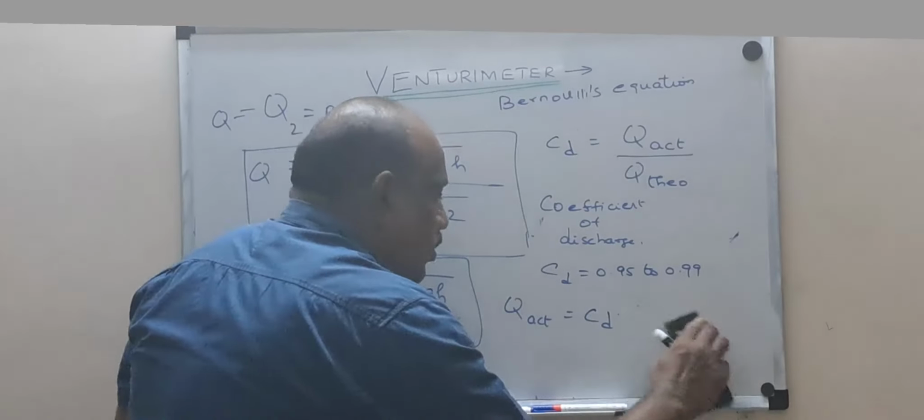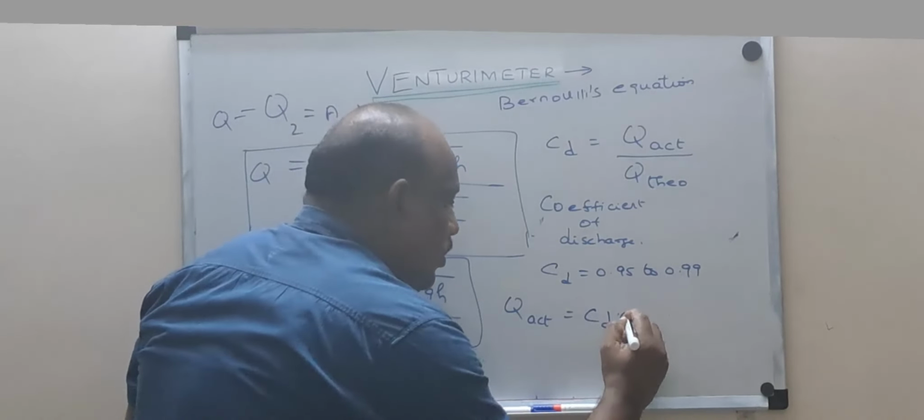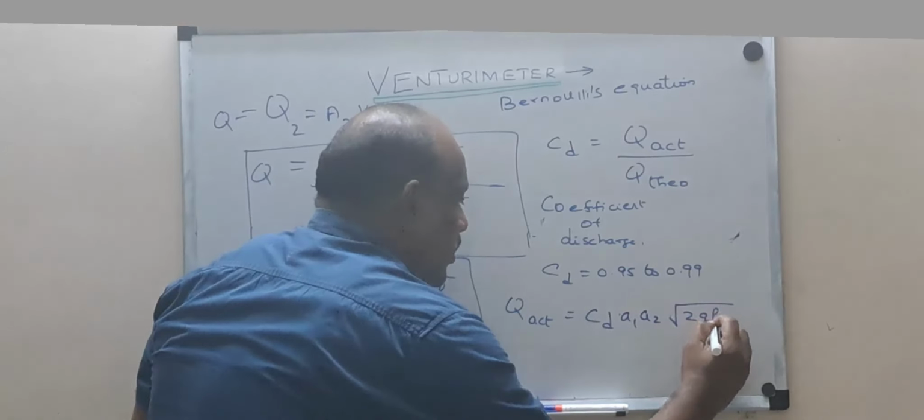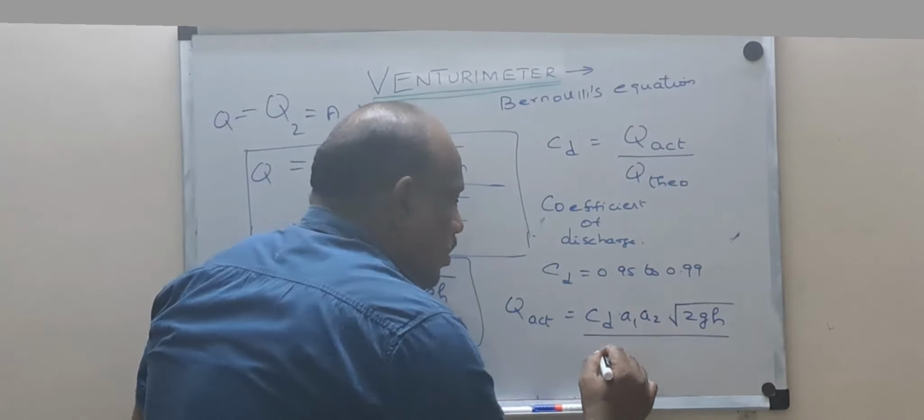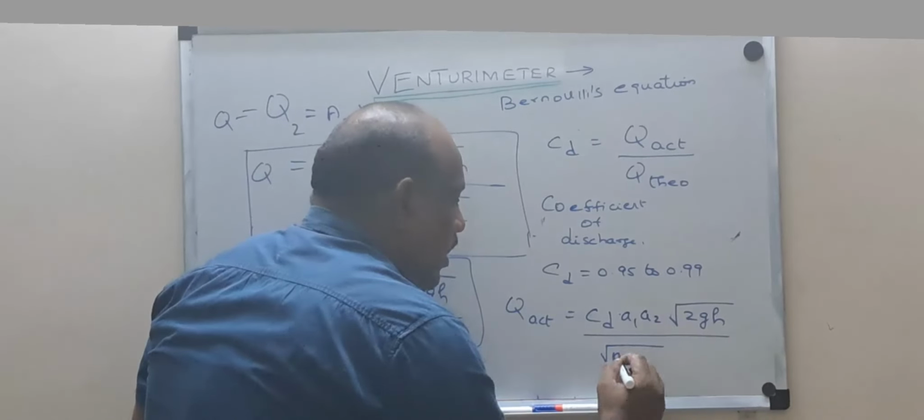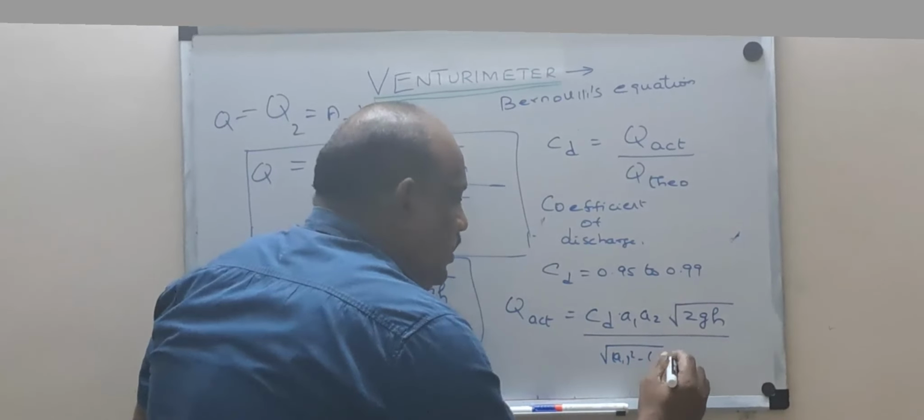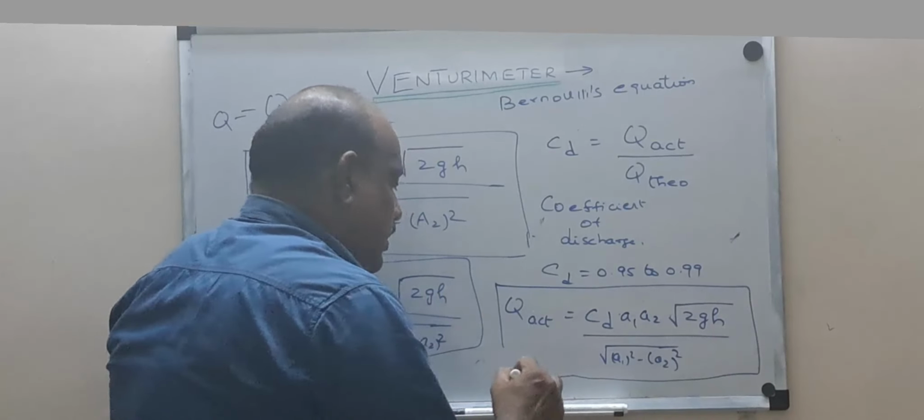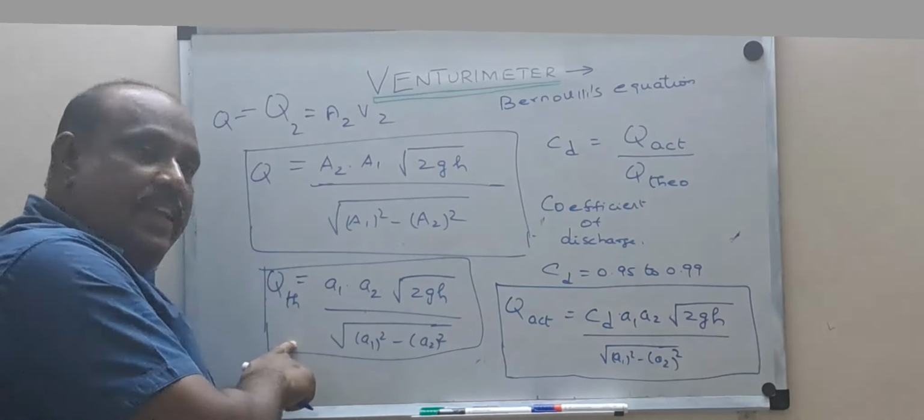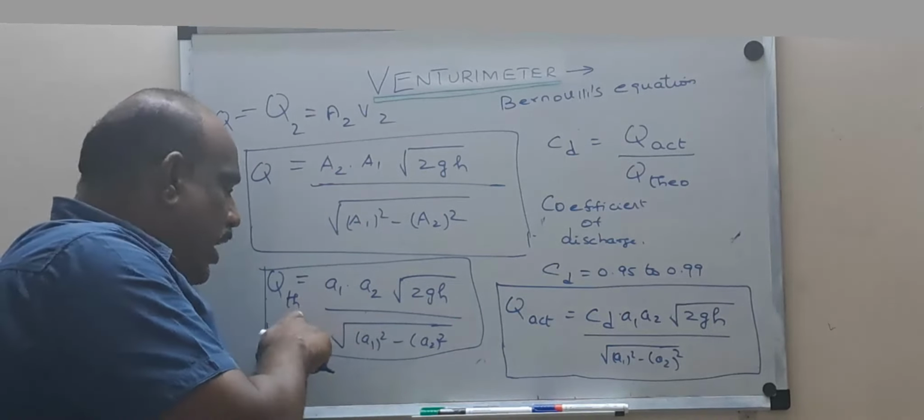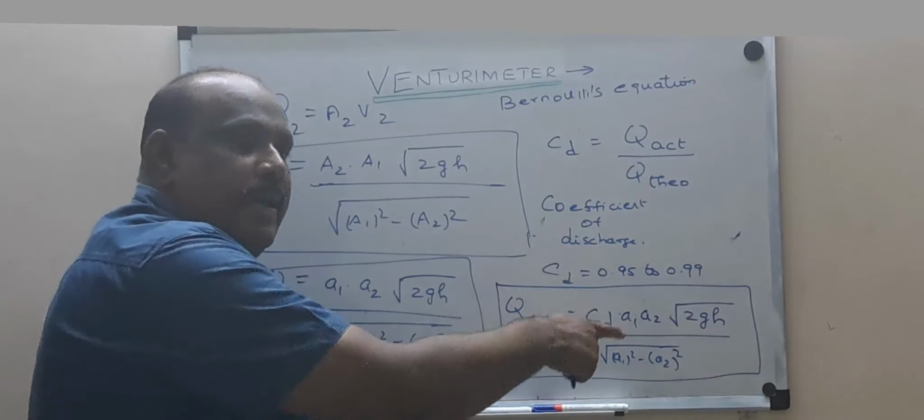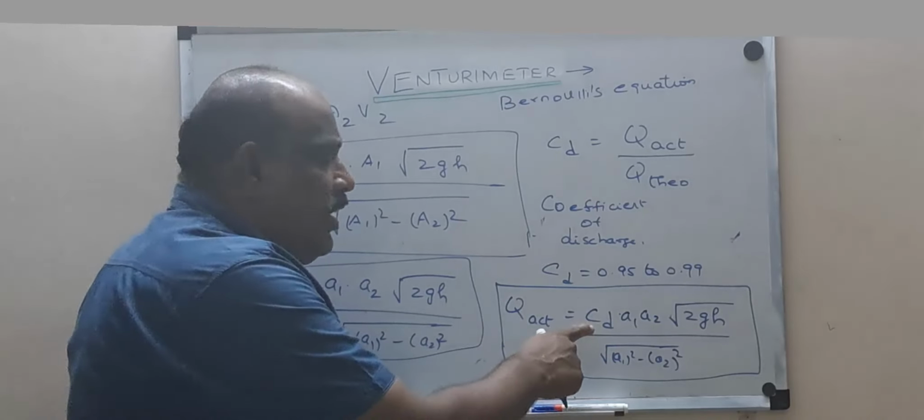So now it is CD into A1 into A2 into square root of 2gH divided by square root of A1 squared minus A2 squared. This is the final formula to find the actual discharge. The earlier one is the formula for the theoretical discharge. If I multiply the theoretical discharge by the value of CD, that gives my actual discharge.